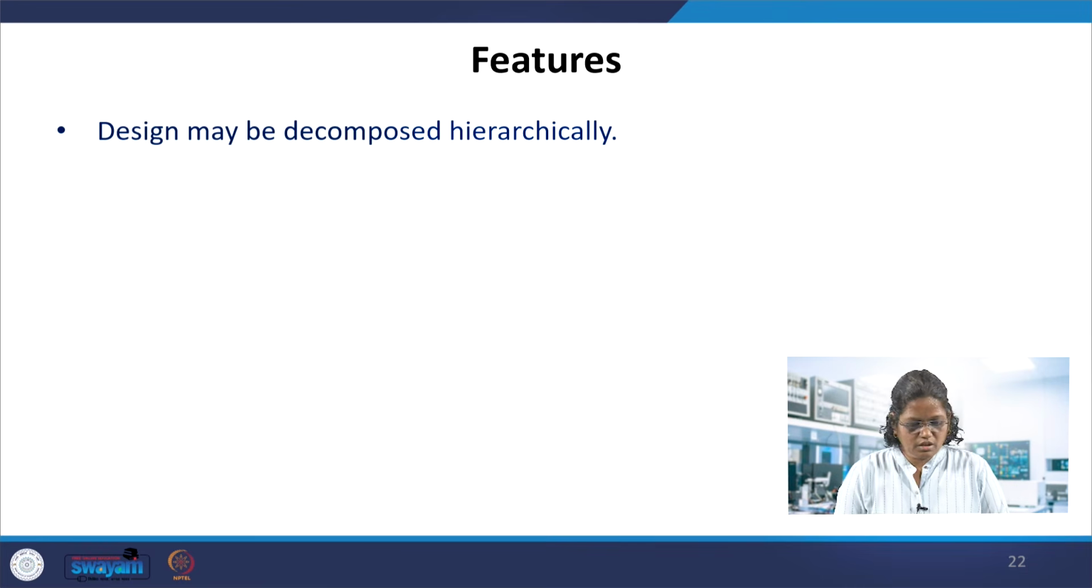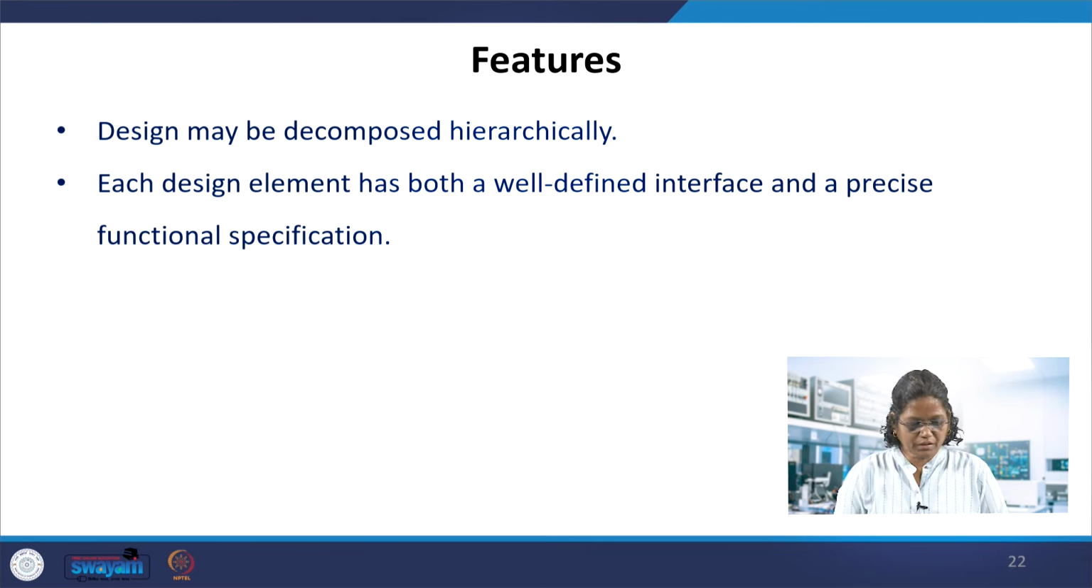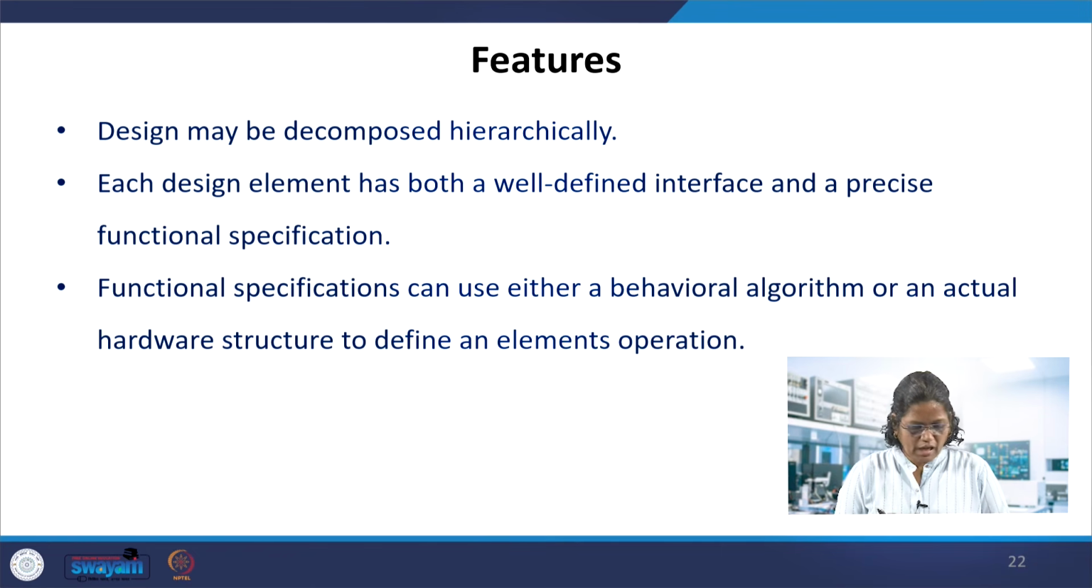The features are, again, that it can be a hierarchical design. The design can be hierarchically decomposed: what is the next module, and so on. Each design can also have interfaces, input, output, and a precise functional specification. The specification can be of different types: behavioral, structural, or data flow. There are three types, and we will be looking at them.